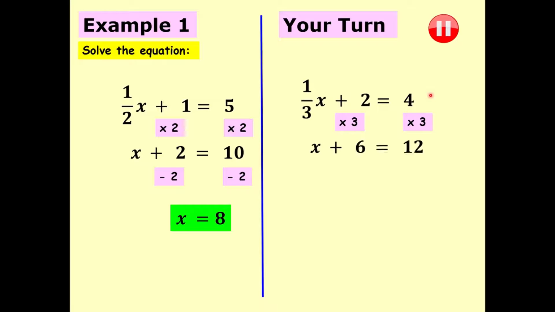So we're going to times a third x by 3 just to get 1x, or just x as we wanted. Then a 2 times 3 gives us 6. Then 4 times 3 gives us 12. You must remember to times every single term. And once we've got to this, how do we get x on its own? Well, we need to take away 6 from both sides to give us x equals 6. So really well done if you got that one correct.